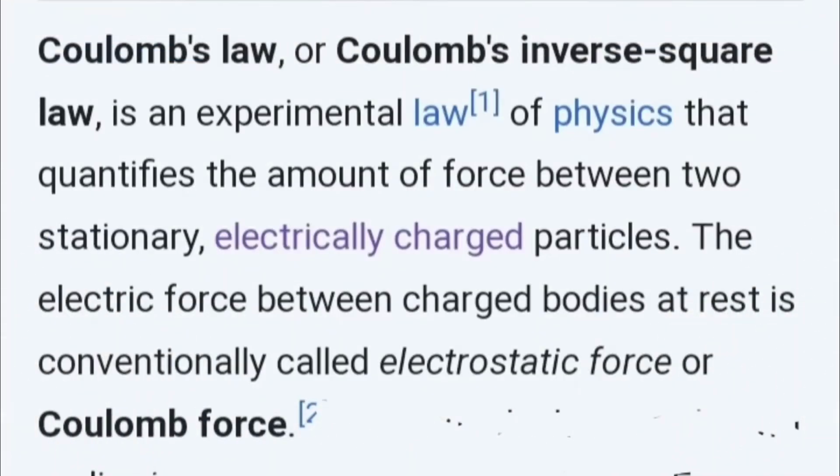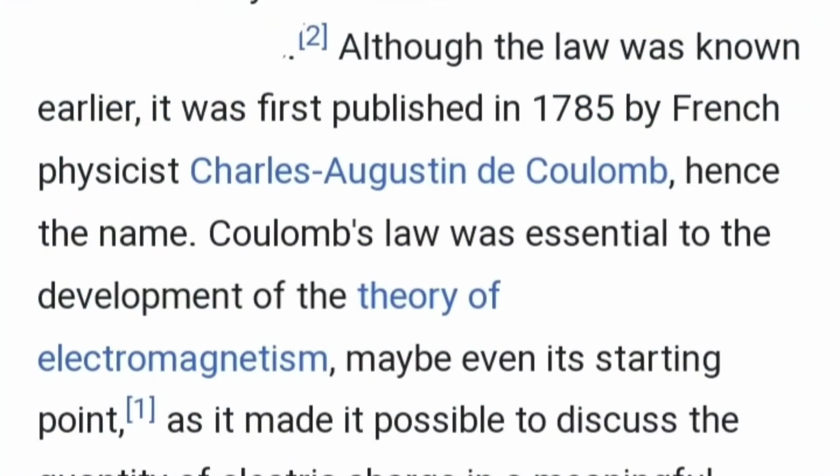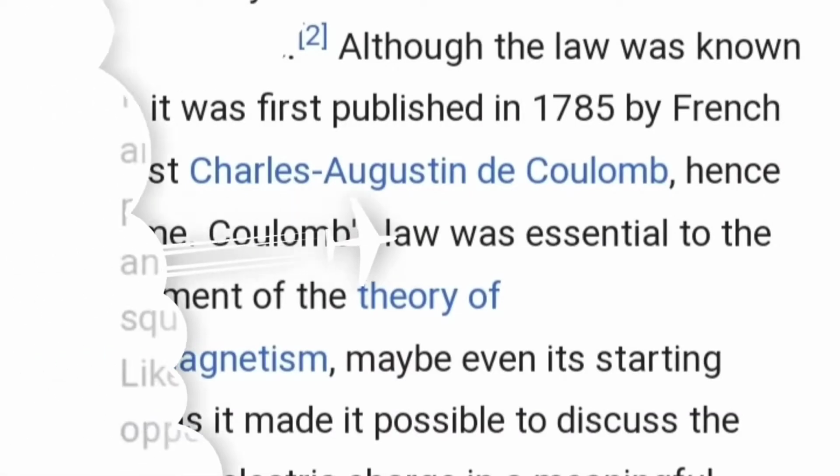Okay? Coulomb's law is an experimental law of physics that quantifies the amount of force between two stationary electrically charged particles. And the electrical force between charged bodies at rest is conventionally called electrostatic force or Coulomb force. And this law was known after a French physicist, Charles-Augustin de Coulomb, when he published this law in 1785.